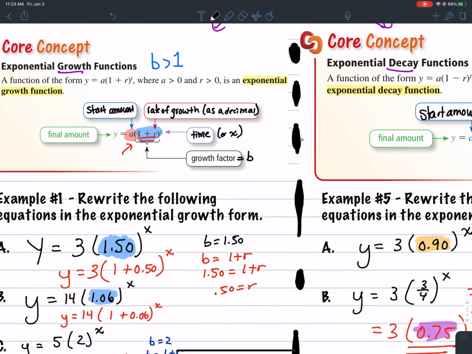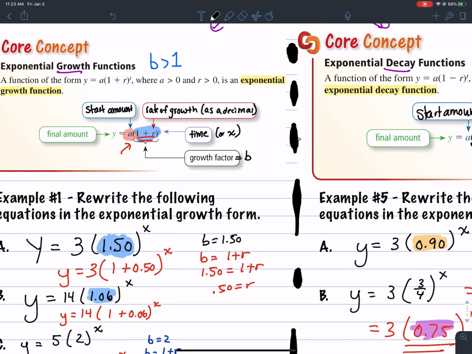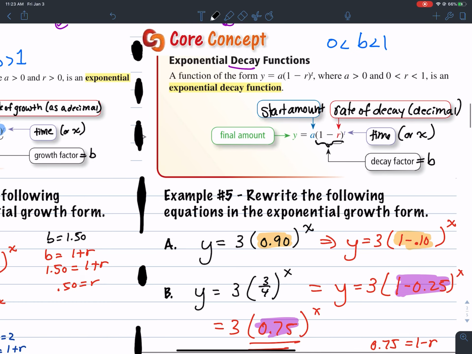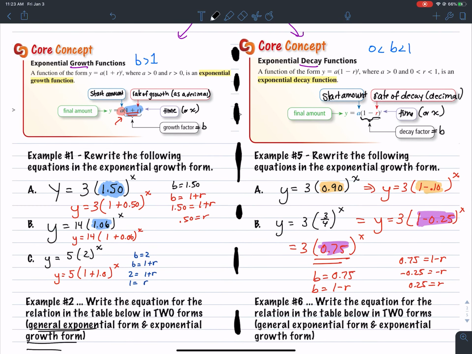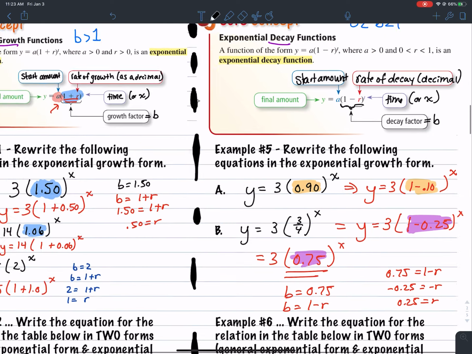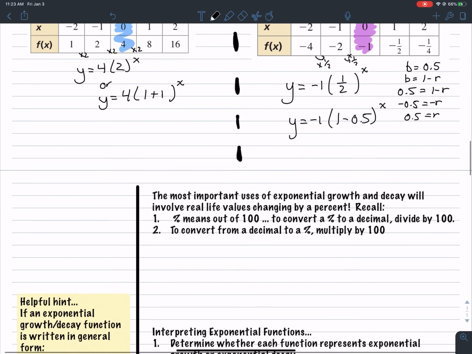So you need to memorize the forms: A(1 + r)^t for growth, or for decay, A(1 - r)^t. You need to know what they are and how to rewrite them. But the reason that we do rewrite them is because it helps us interpret them.